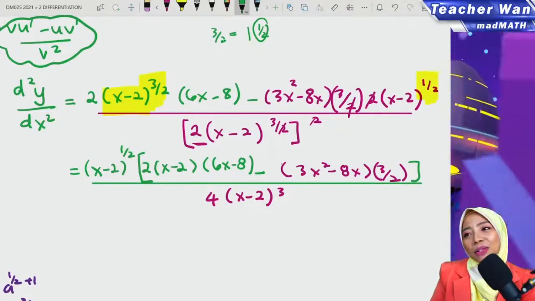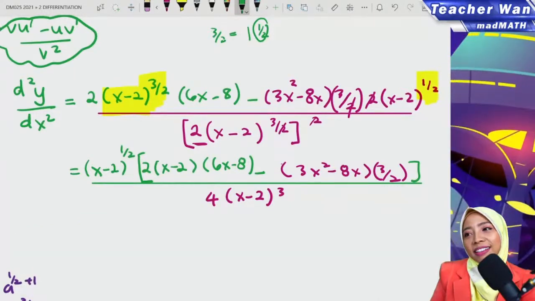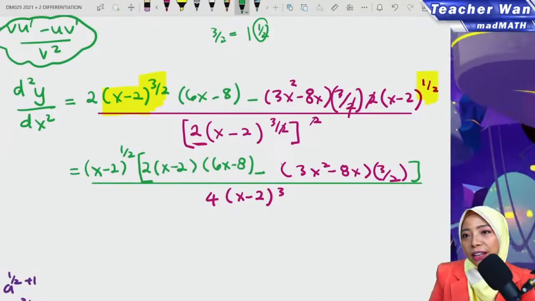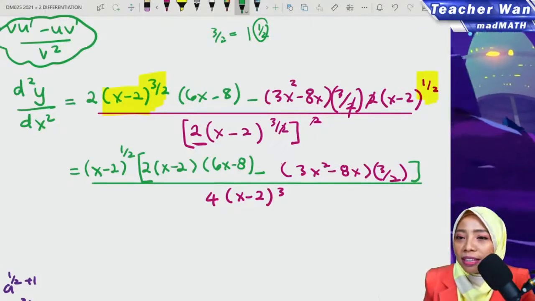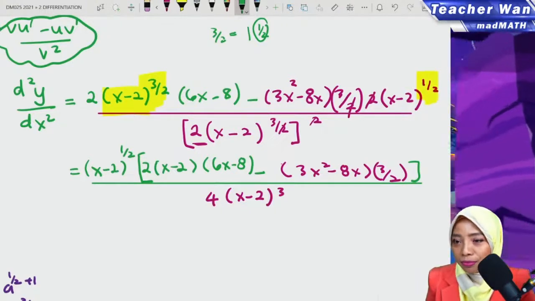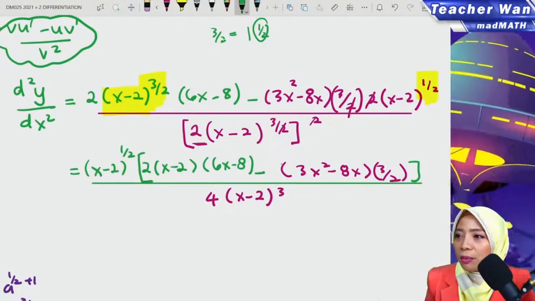Hi Cikgu Rizwan. Hi. It's getting complicated over here. Too much function. But I really hope that the students taking this subject understand what we are sharing now. Proceed second order.